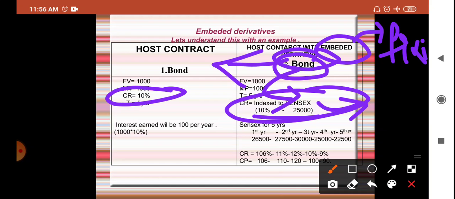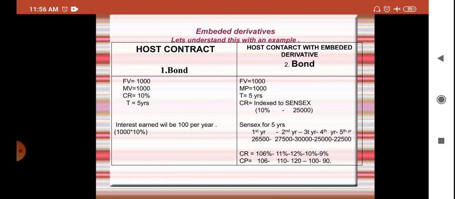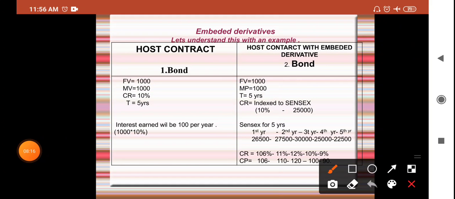So here, embedded derivative. With the help of the word itself, we can understand that embedded derivative means it is a contract of an asset whose value is depending upon something else. With that contract, we will get some fixed return promise.